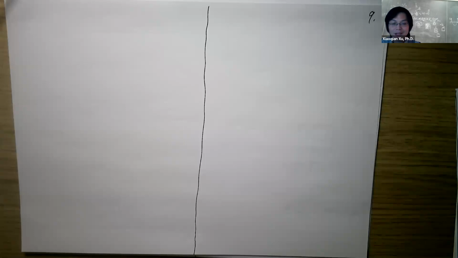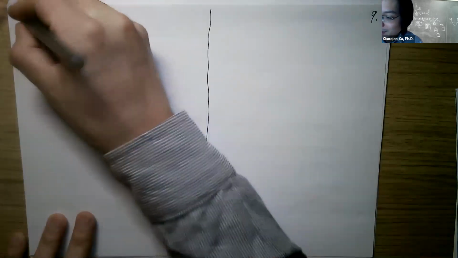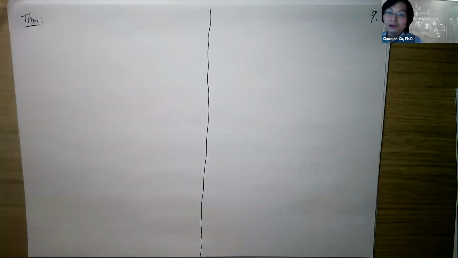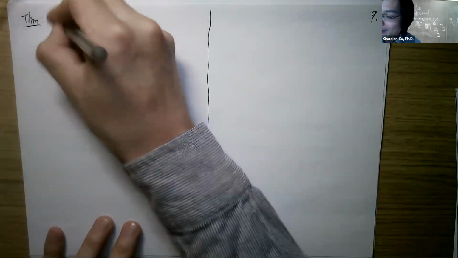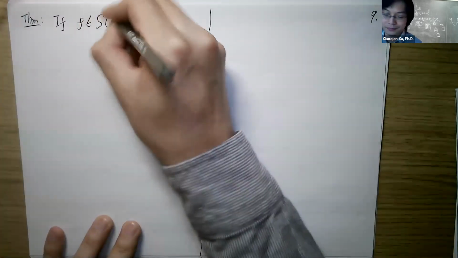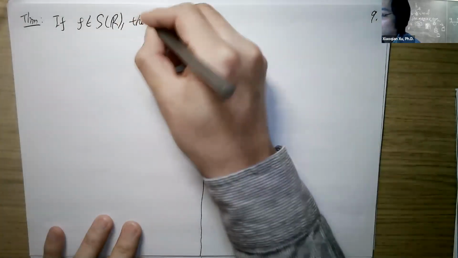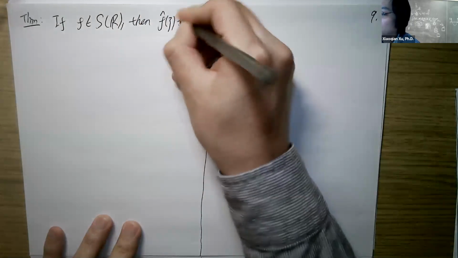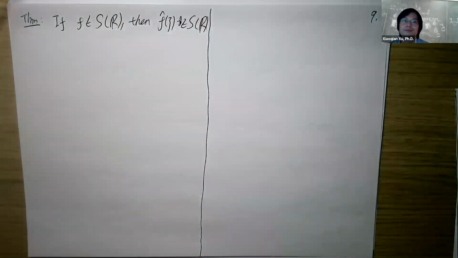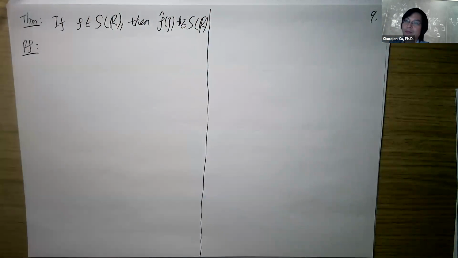Right? So let's show it. Let's first try to formally show that if f is a Schwarz function, then f hat is also a Schwarz function. So if f is smooth and decays faster than any polynomial, then so does f hat. The proof is actually pretty easy.